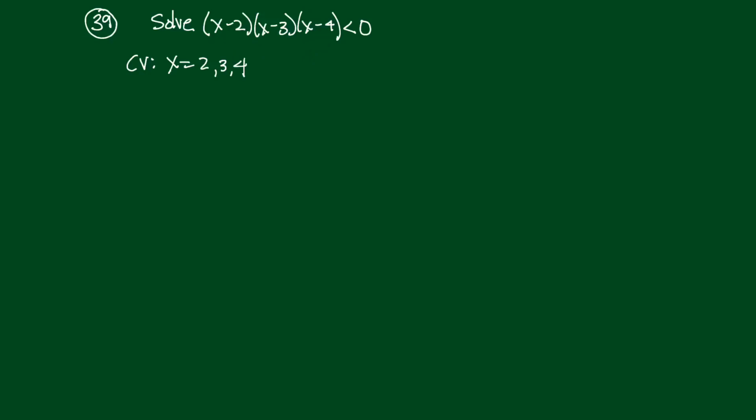So let's draw our number line. I'm going to draw kind of a big number line, make it long, stretch it out. All right, and I'll put our critical values, spaced out here. Because this is a strict inequality, I'm going to draw open circles. So I'll have a critical value at 2, one at 3, one at 4. Now, let's choose some test points.